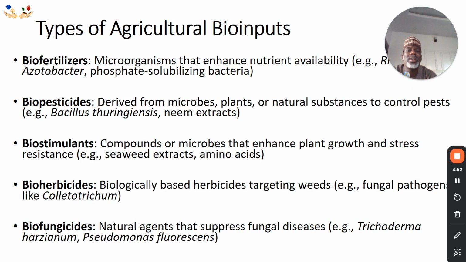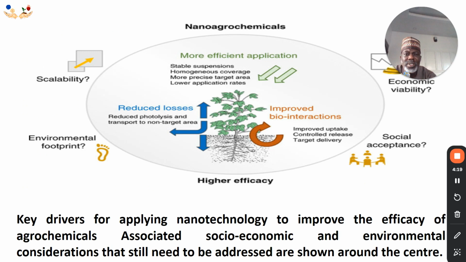Types of agricultural bioinputs. We have biofertilizers, which are organisms that enhance nutrient availability, such as Rhizobium and Azotobacter, and phosphorus-solubilizing bacteria. We have biopesticides derived from microbes, plants, and natural substances to control pests. We have biostimulants, bioherbicides, and biofungicides that help to suppress fungal disease, like Trichoderma, Fusarium, and Pseudomonas fluorescens, which have such activity.